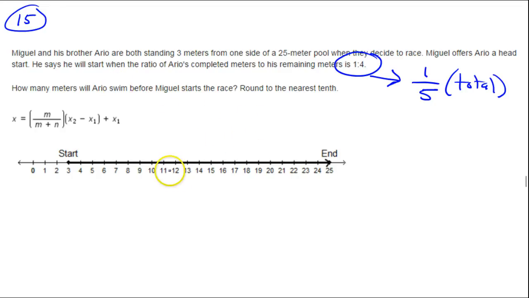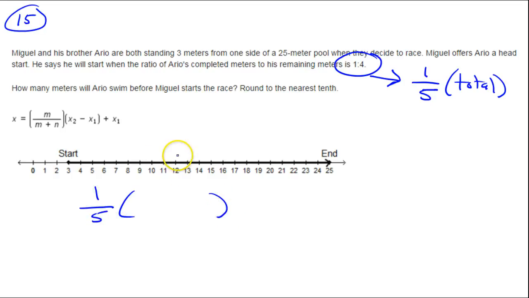Now notice they didn't ask us at what marker. They didn't ask us what number he will be at when Miguel starts the race. So we're not looking for the final position of Ario. We're just asking how far will he go. So we're not going to do the part like we usually do at the end where we add on the number and see where we land. We're just going to figure out 1/5 of the total. So what's the total? And then we'll do 1/5 of it and we'll be done.